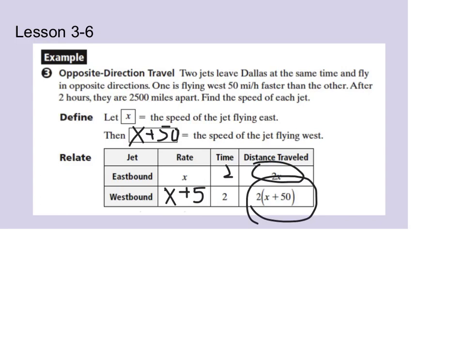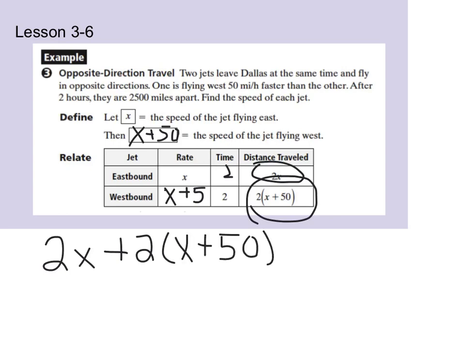Now, what else do we know? We know their distances aren't equal, but we know together they have covered this 2,500 miles. So if we take our two expressions and add them together, what do you think that should equal? That should equal the 2,500 miles, okay?